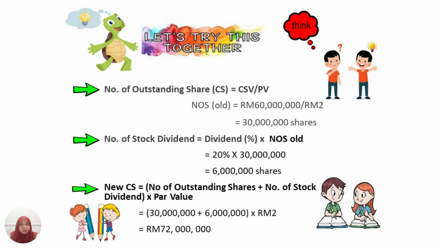First, you need to calculate the number of outstanding shares, which equals common stock value divided by par value, equals RM60 million divided by RM2, equals 30 million shares. Second, number of stock dividend equals dividend percentage times number of outstanding shares, equals 20% times 30 million shares. We will get 6 million shares. Third, new common stock equals number of outstanding shares plus number of stock dividend, times par value, equals 30 million shares plus 6 million shares, times RM2. We will get RM72 million.